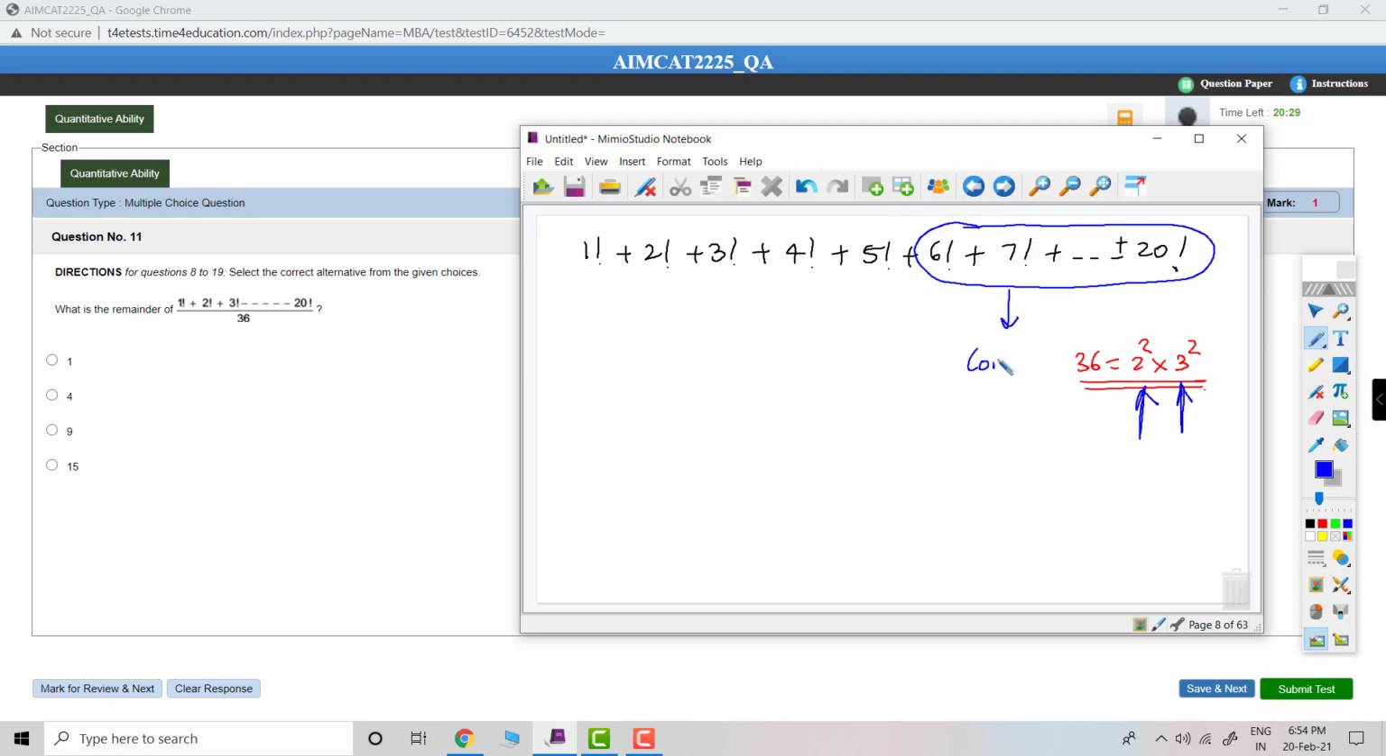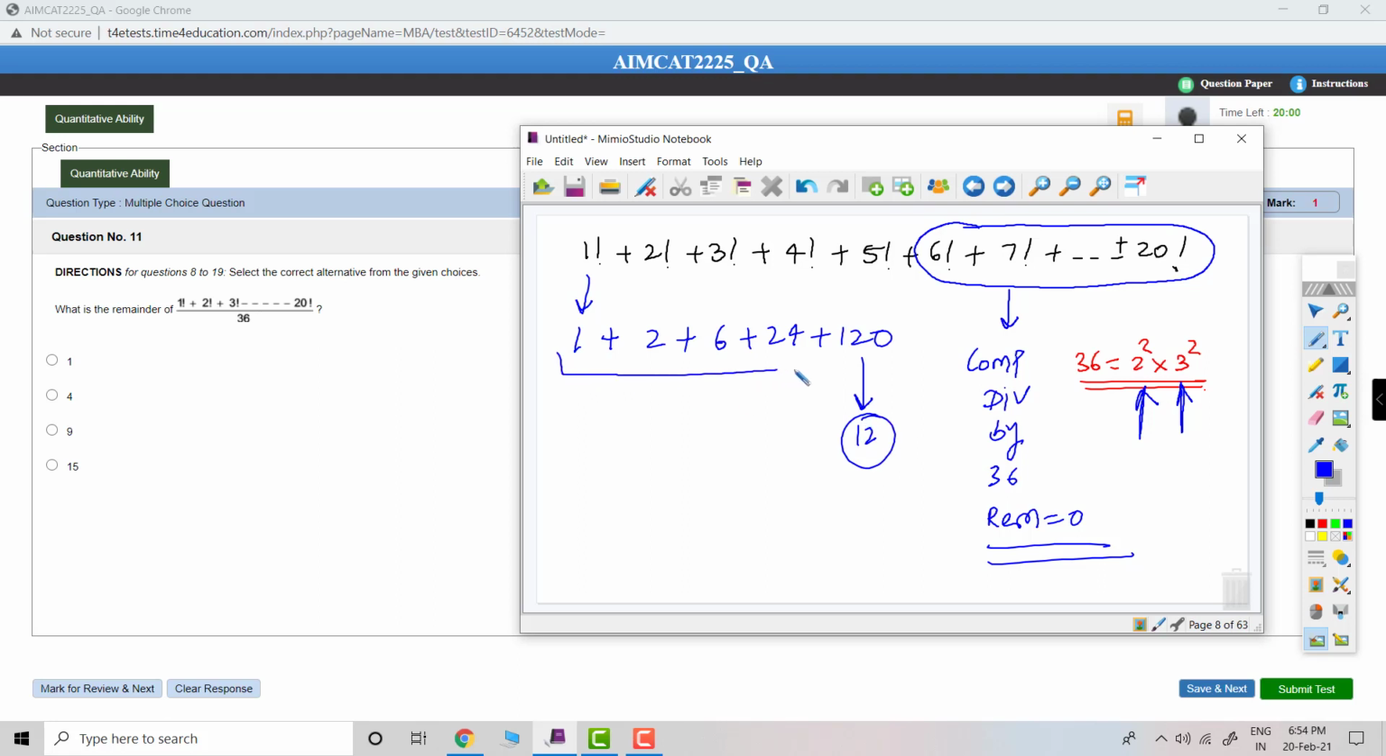This is completely divisible by 36. That is why the remainder is equal to 0 for this box. Okay, so whatever is the remainder, that will come from first 5 terms. First 5 terms is what? This is 1, this is 2, this is 6, this is 24, this is what? 120. Correct. Okay, this addition is what? We need to divide by 36. Okay, let's divide it individually. If I divide this number by 36, the remainder will be how much? 36 3s are 108, remainder will be 12.